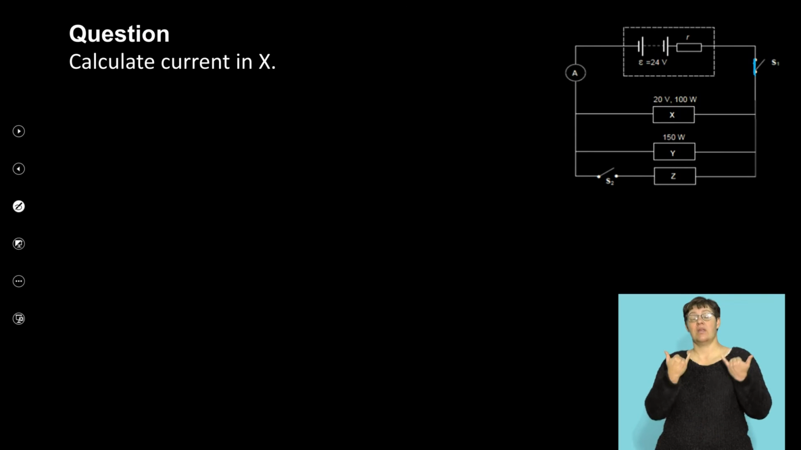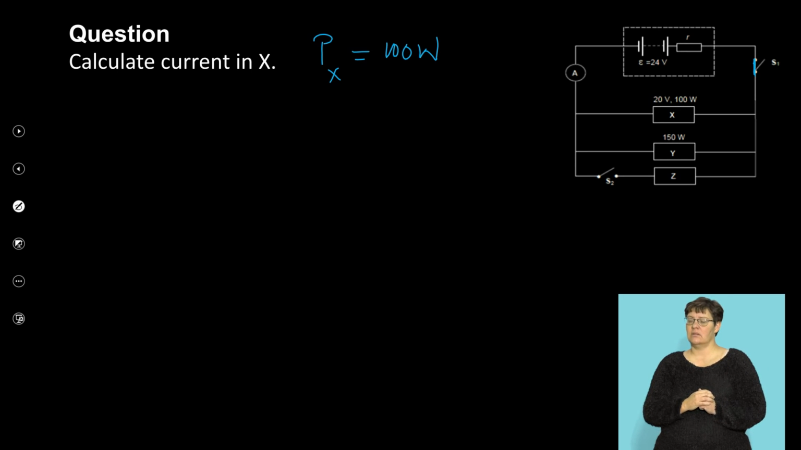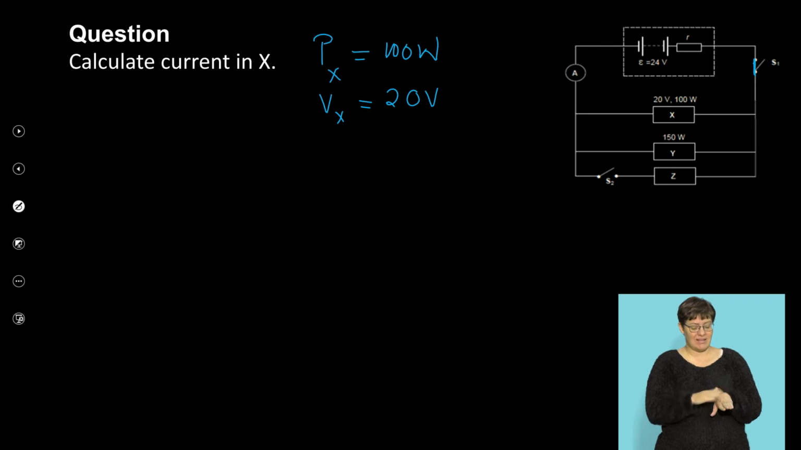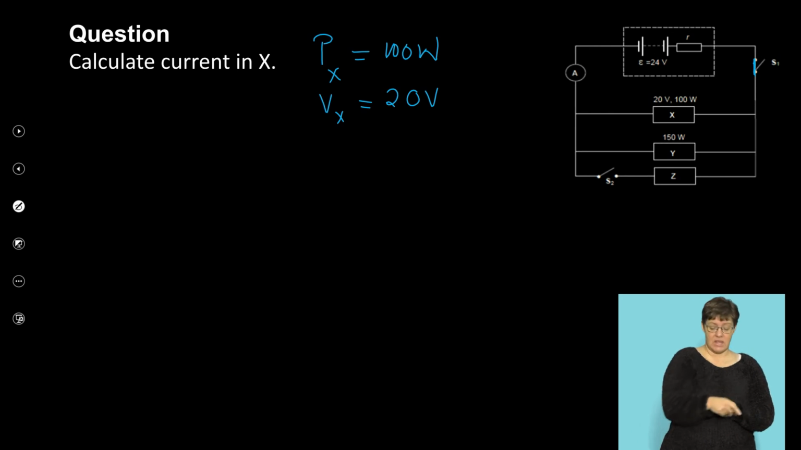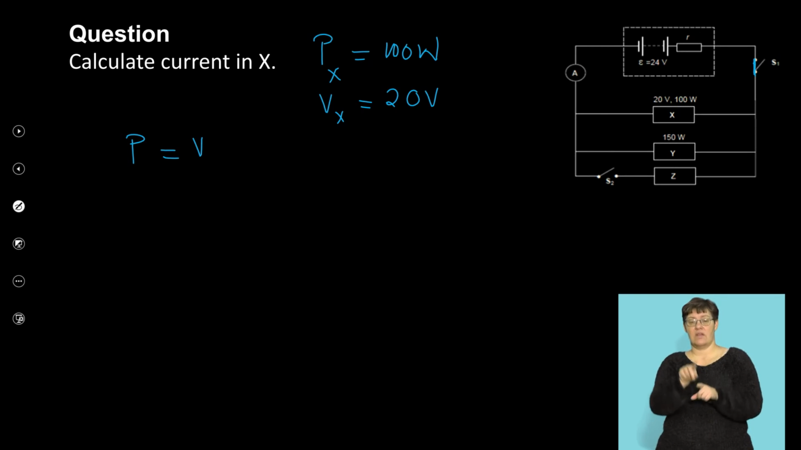Right, so we want the current through X, but what do we know about X? Let's extract the information. We've got the power rating of X: P of X is equal to 100 watts. And then also the potential difference across X, which is V of X, is given to be 20 volts. Now, what are we looking for? We're looking for the current that passes through resistor component X. So if we've got P and V, we are able to find the current. So P is equal to V times I.